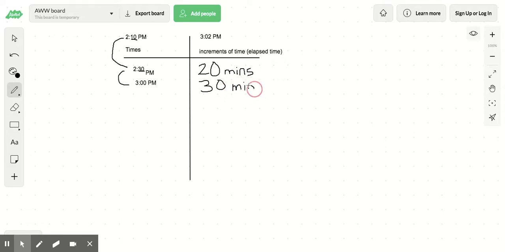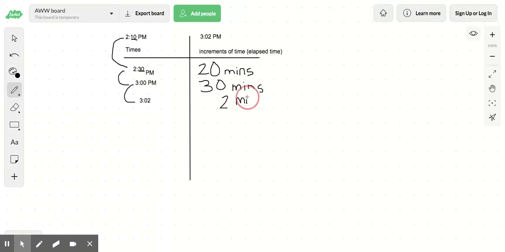And finally, we have to get to our end time, which is 3:02. So I'm going to write that 3:02 because we're close enough. We're at the closest hour, 3, and we just need to add how many minutes to get from 3 o'clock to 3:02. I hope you said 2 minutes.